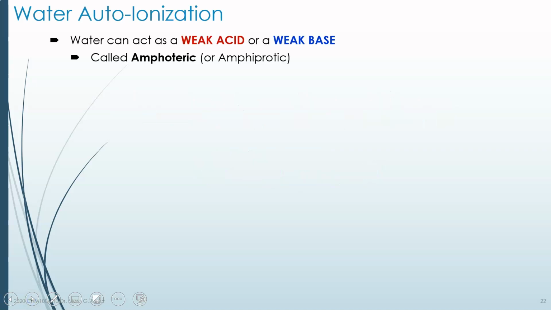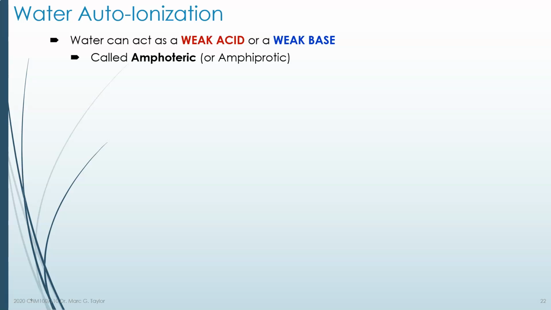We already know that water can act either as a weak acid or as a weak base. When there's a base present, water will act as a weak acid. When there's acid present, water will act as a weak base. But the fact is, water can also act as a weak base and a weak acid with itself. Two waters can interact. One can act as a weak acid. One can act as a weak base.